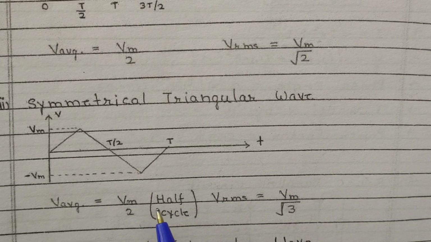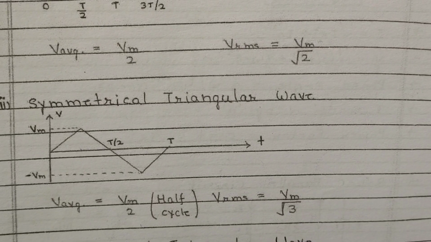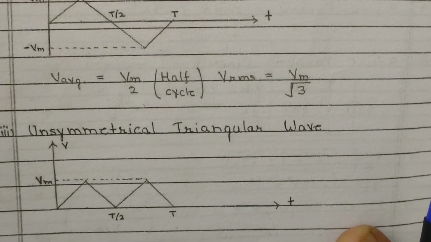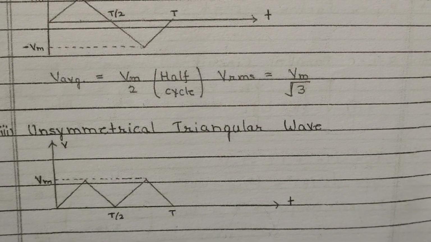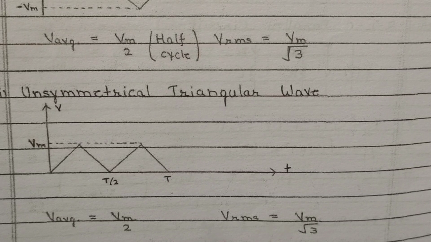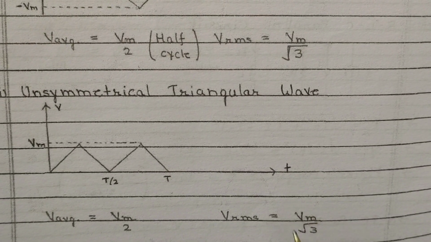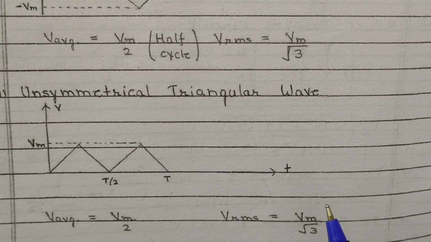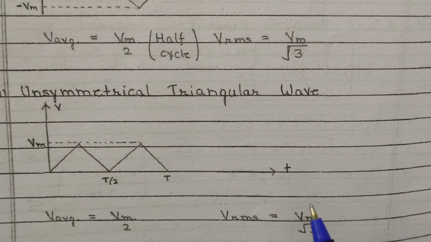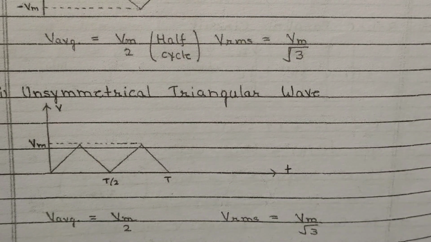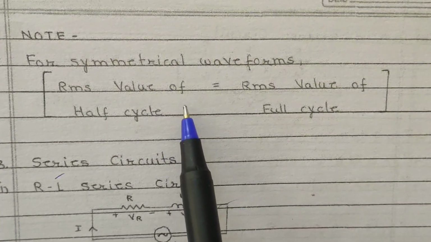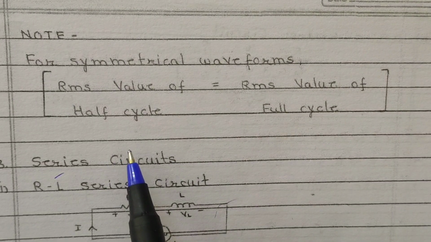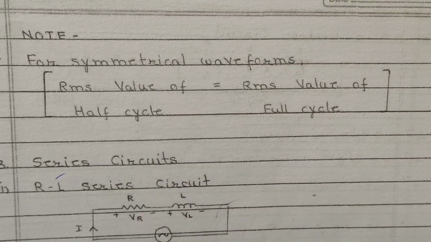So remember, for symmetrical triangular wave, RMS value is Vm by root 3, average value is Vm by 2 for half cycle. Then unsymmetrical triangular wave, in this average value is Vm by 2, RMS value is Vm by root 3. So for both symmetrical and unsymmetrical triangular wave, average value is Vm by 2, RMS value is Vm by root 3. Note, for symmetrical waveforms, whether it will be a square wave, sine wave or triangular wave, RMS value of half cycle is equal to RMS value of full cycle.